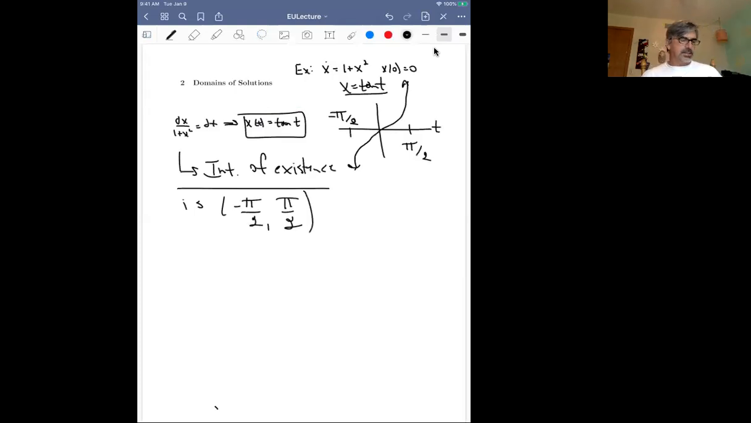So unlike the last example, we would say that this differential equation has a solution that exists for only finite time, just around that interval. And it would change with a different initial condition, right? I just picked that initial condition because it was easy. So this idea of local solutions is important.